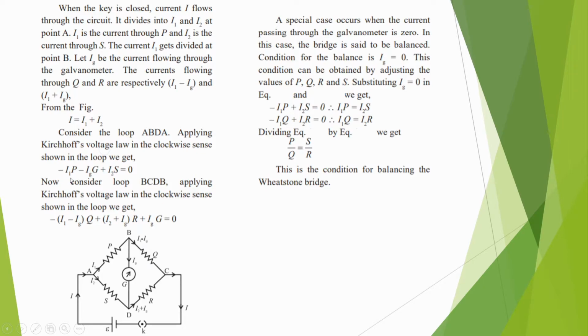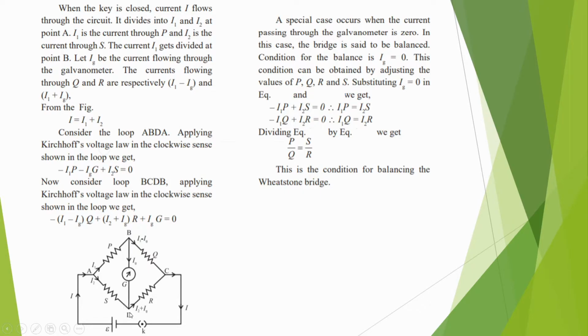So that is minus I1P. Okay, so that is I1P. Then after that we are moving from B to D. In B to D, the current flowing through it is Ig. What is its resistance? G. According to the sign convention, its sign is minus, so we can write minus IgG.